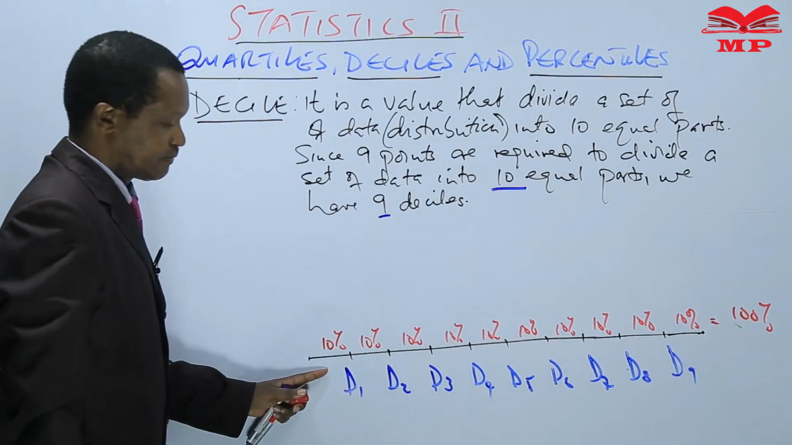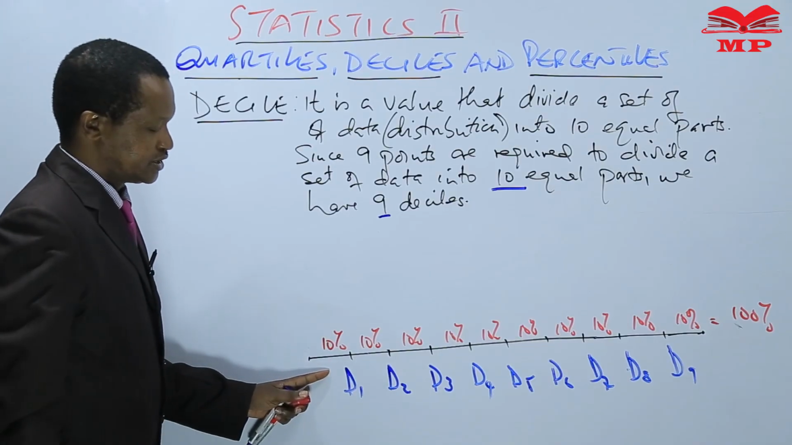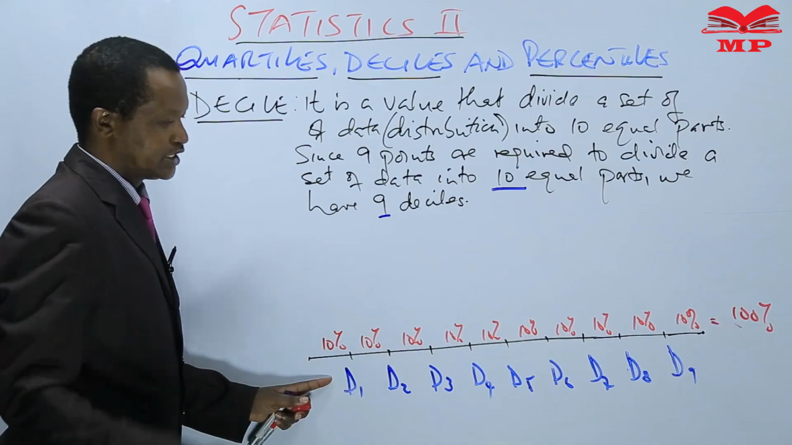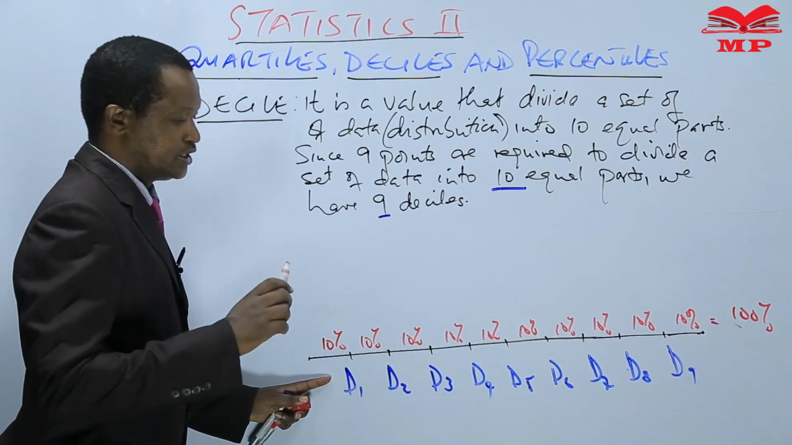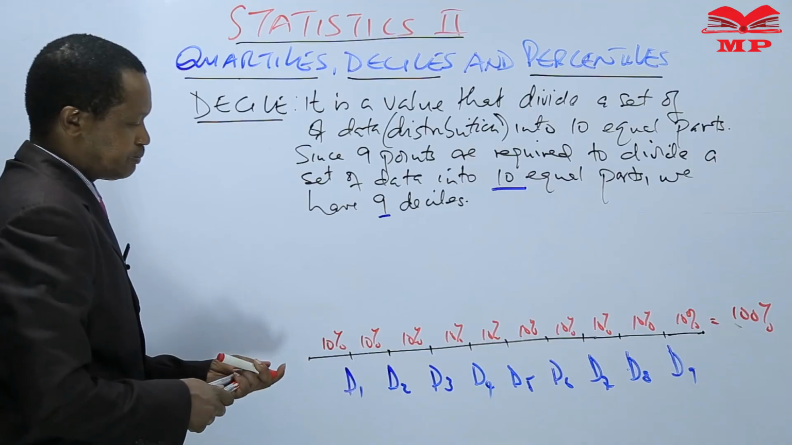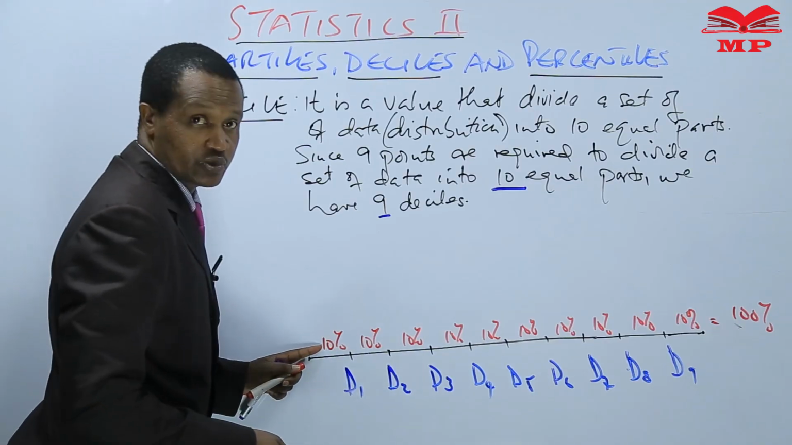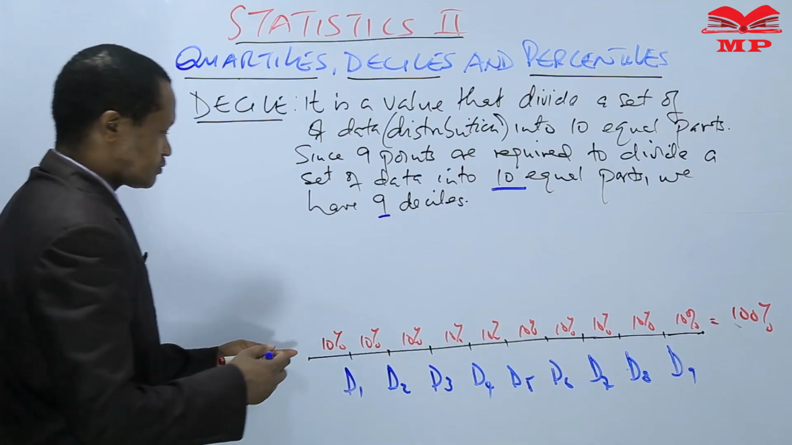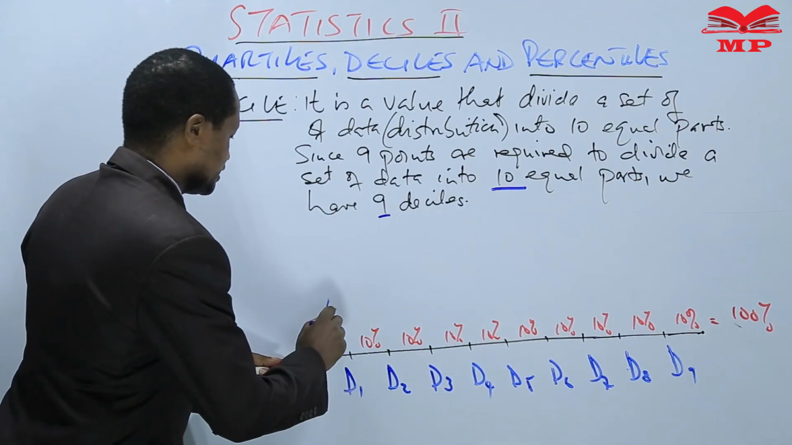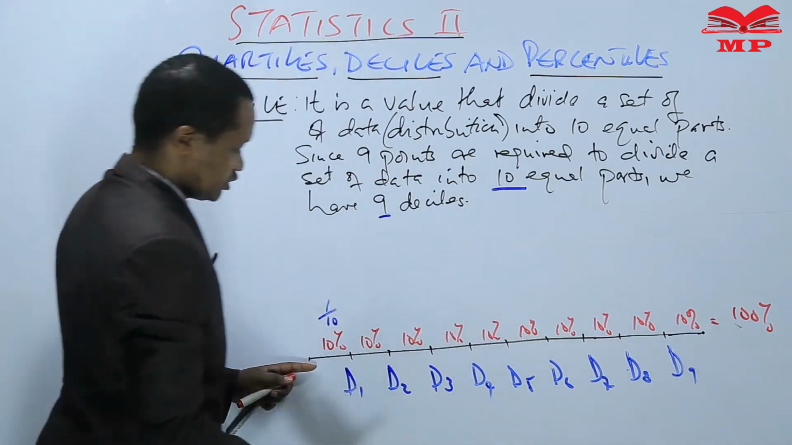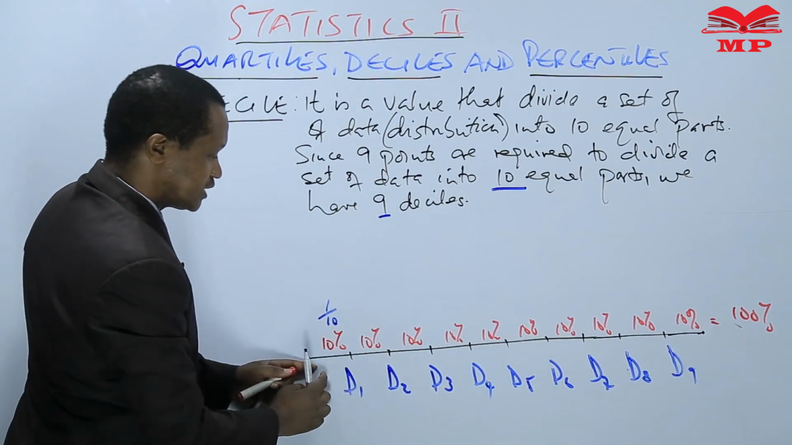So each part contains 10% of the observations. In other words, if you convert this into a fraction, each part contains 1/10. These are 10 parts, so this one part will be 1/10.